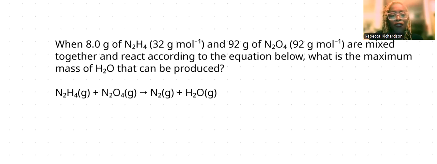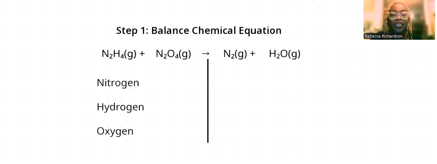So if you notice, we have 4 nitrogens on the left side, but only 2 on the right. We also have 4 hydrogens on the left side, but only 2 on the right. So we'll need to balance this equation before we can move forward. So I like to set up my equations like this.